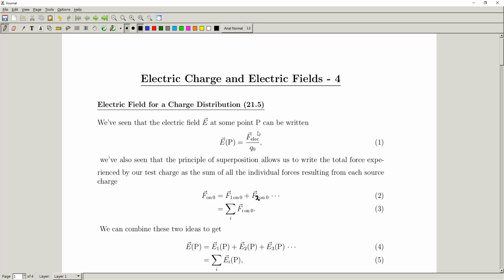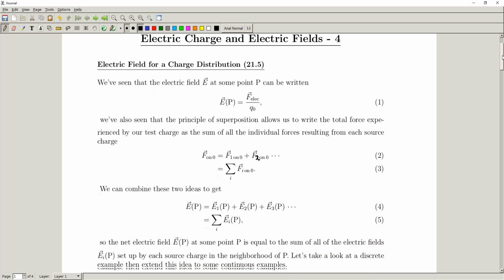And so we saw this a couple of videos back. I don't remember exactly which one it was, but we saw that if we had, let's say, three charges in a problem, we could add up the influence on the third charge from charges 1 and 2 and get the total force experienced by that third charge, right? And that's basically what we're writing here in equations 2 and 3.